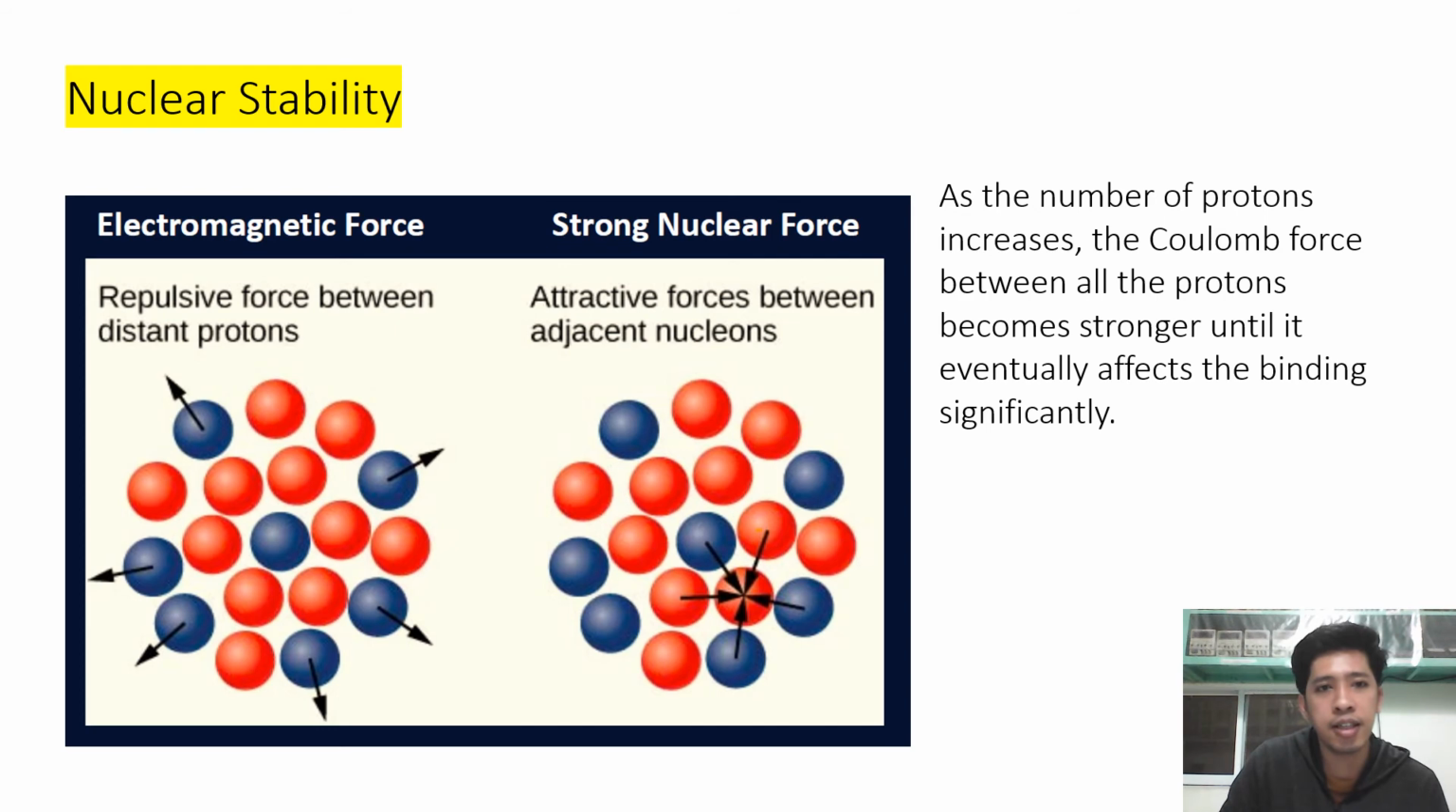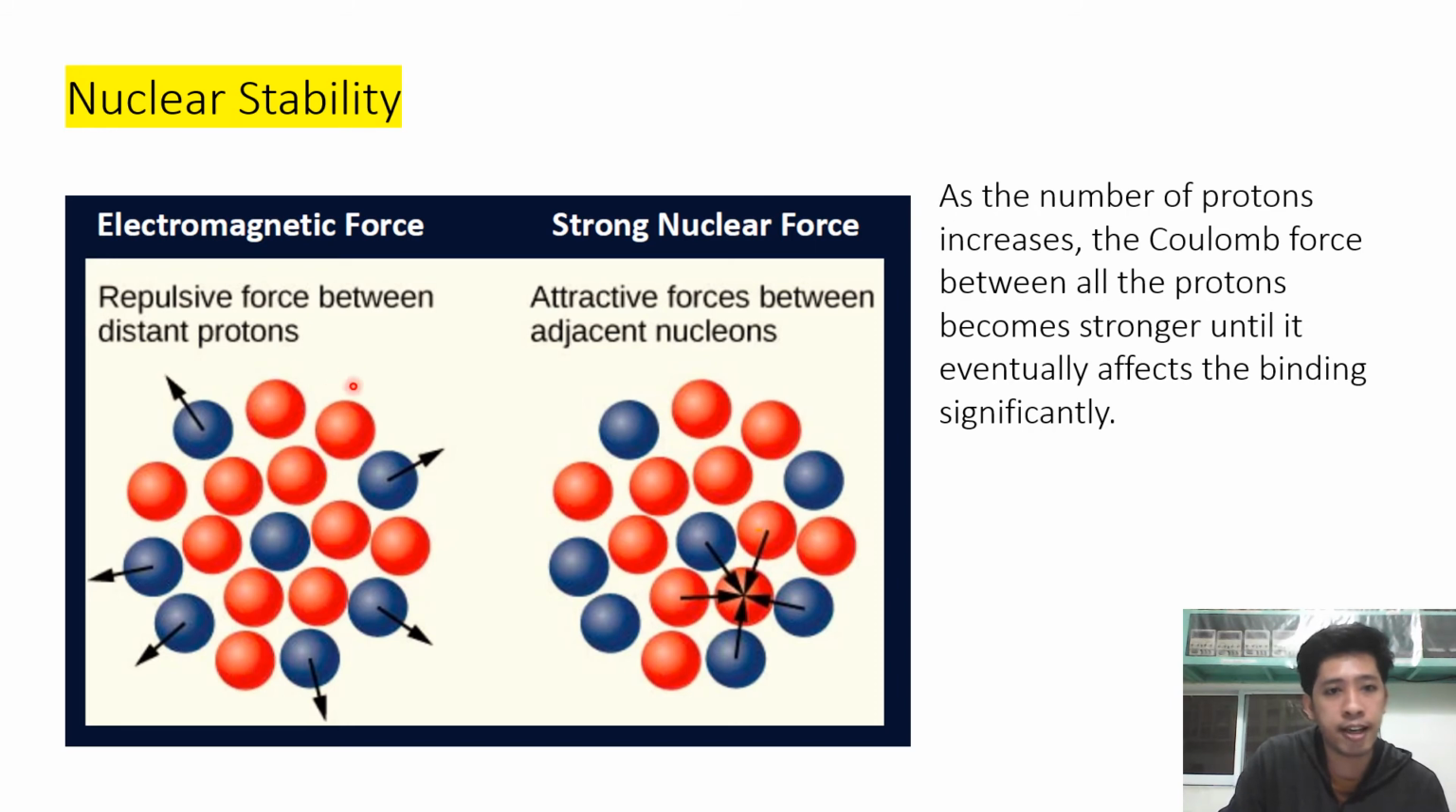So this is how you're going to explain why it's preferred to have more neutrons as compared to more protons, because as the number of protons increases, the Coulombic force between all the protons becomes stronger until it eventually affects the binding energy. We've actually talked about how the strong force is the energy that binds your protons and neutrons together. If there are more protons, then the force that will now govern may be the electromagnetic force, which is the Coulombic force between your protons.